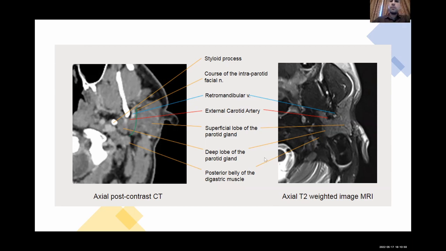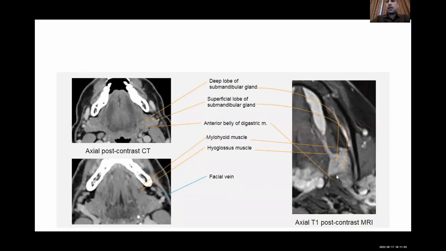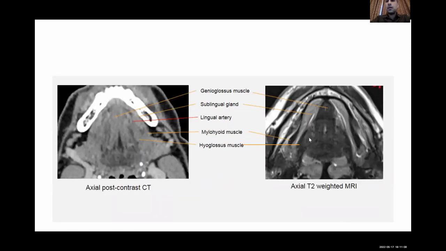We have the superficial lobe and the deep lobe, and here the posterior belly of the digastric muscle, and the anterior belly. It is the deep lobe. You see here the sublingual gland, the hyoglossus, and the mylohyoid muscles between both of them. And here is a common structure which can come up very often in the exam, the ranula, which is related to obstruction of the sublingual ducts.